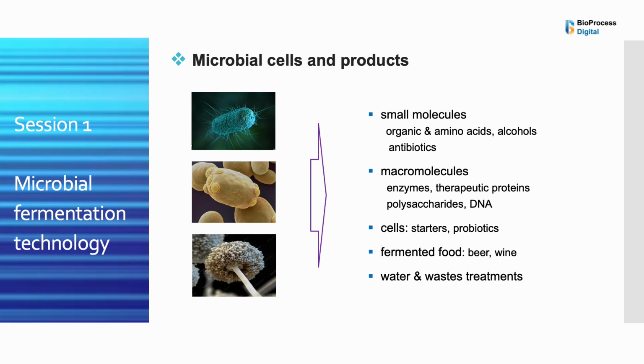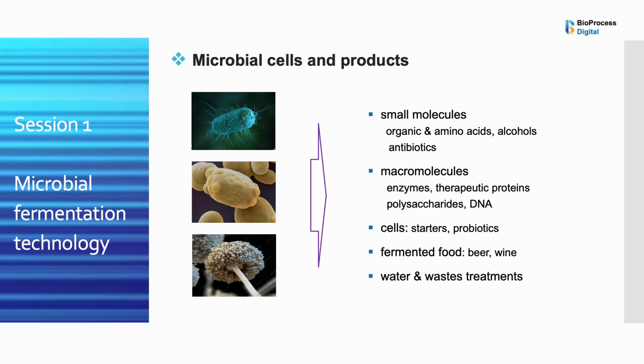Session 1 begins with an overview of industrial fermentation technologies. It introduces the main types of microorganisms, bacteria, yeasts, and fungi used to produce a wide range of products, including small molecules such as organic acids, amino acids, alcohols, and antibiotics, macromolecules including enzymes, therapeutic proteins, polysaccharides, and DNA, cells such as starter cultures, probiotics, and those involved in the production of fermented foods like beer and wine.